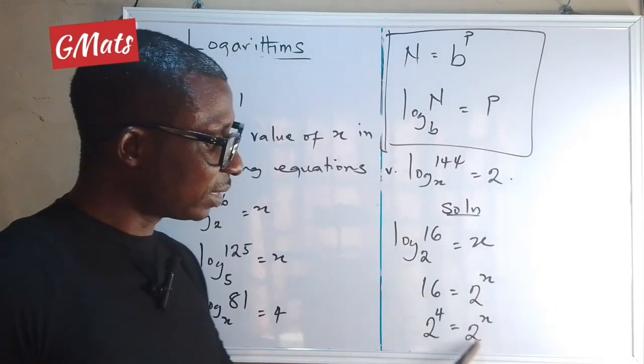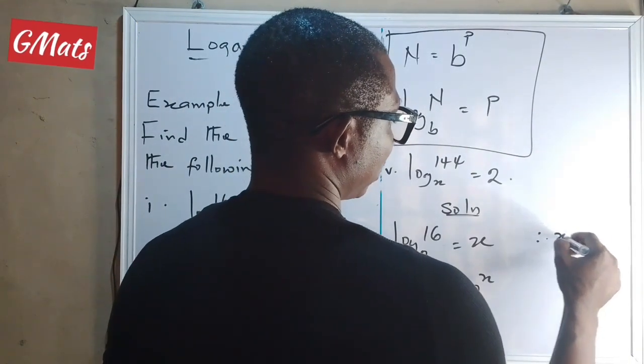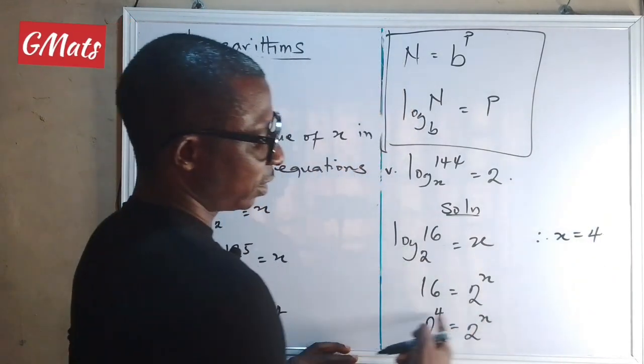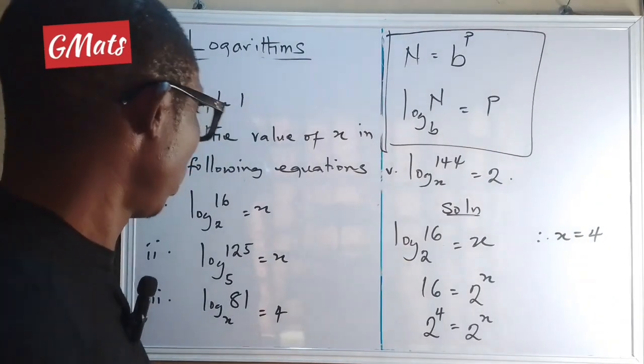So now, since the bases are equal, you can equate the powers. So you say therefore x equals 4. X is 4. So that is the answer to the first question.